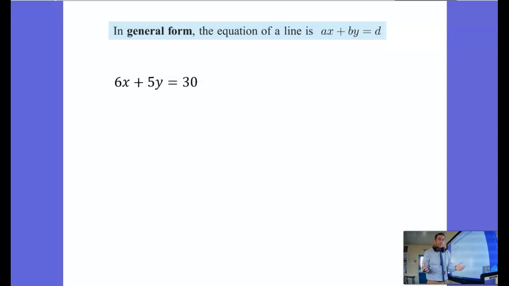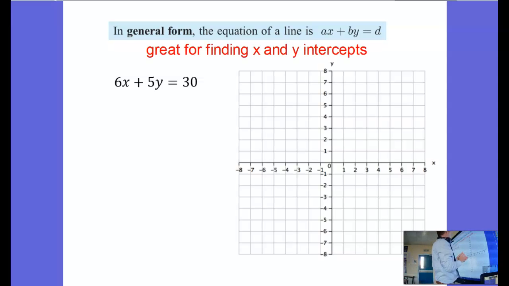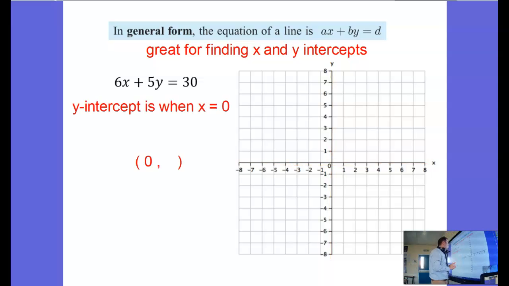Now there's other ways of writing the equation of a straight line, but this form is particularly useful when we want to find x and y intercepts. So we'll have a little look at finding the x and y intercepts, and you'll see how easy it is. So I want to know where this crosses the y-axis and where it crosses the x-axis. Let's start off by finding the y-intercept.